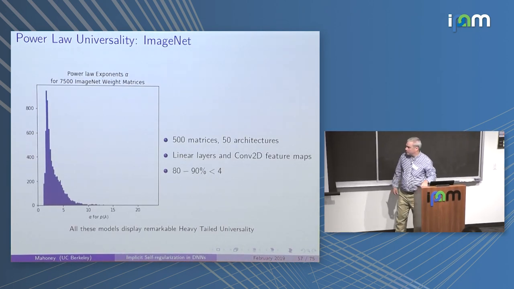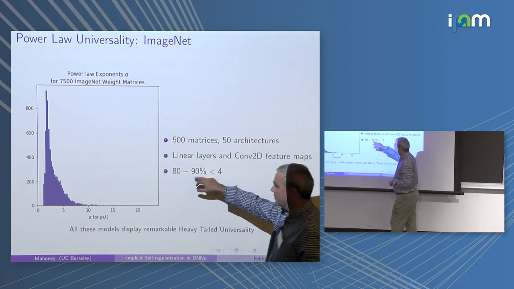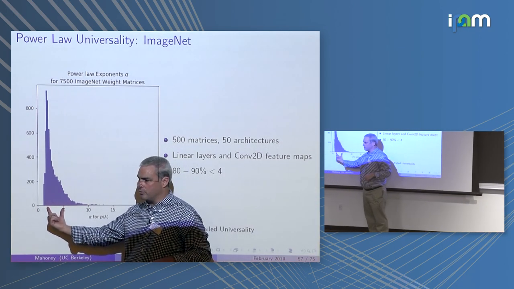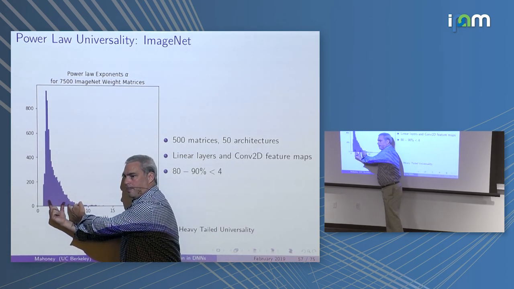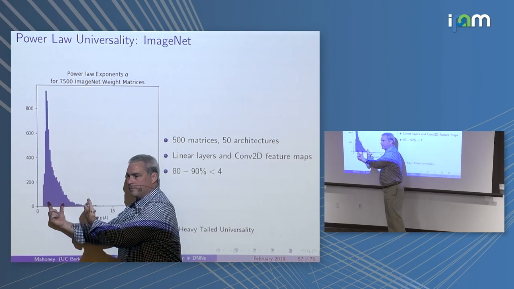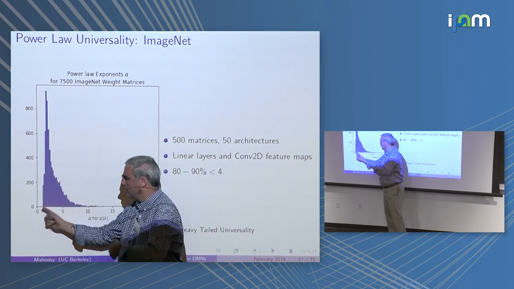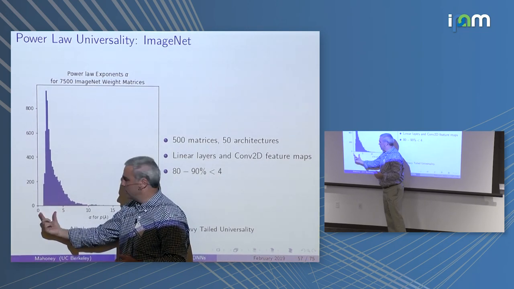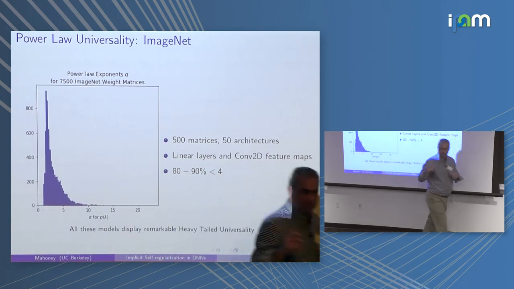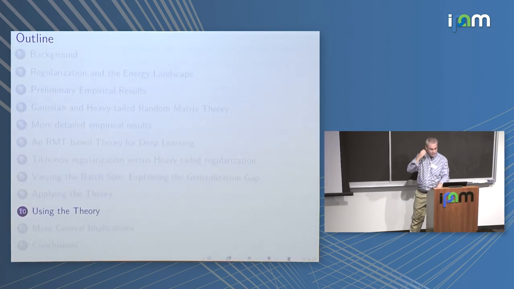You look at however many layers. This is 5,000, some number of layers. 90% have exponents typically between 2 and 4. Models that have exponents out here tend to be just less well fit, meaning the heavy tail's not a good model, bulk plus spike's not a good model, nothing's a particularly good model. There's a few things that are less than 2, but the vast majority are between 2 and maybe 4. So this is a very universal phenomenon, no pun intended.